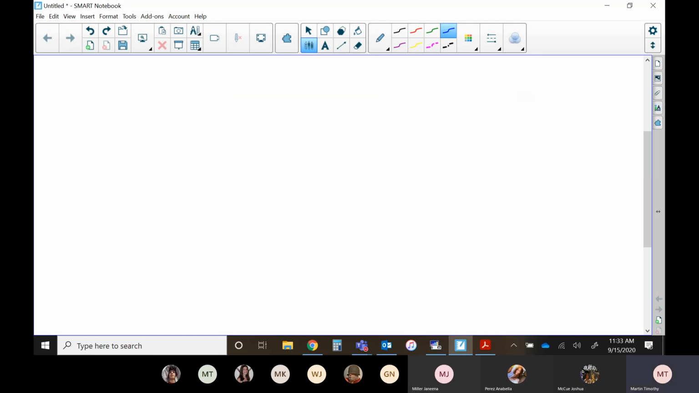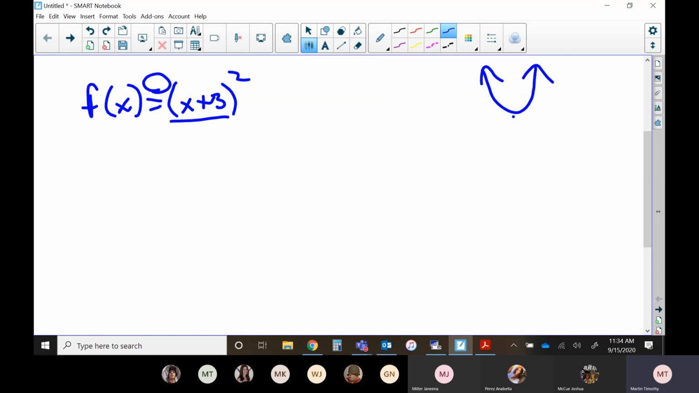So for your number 6, it's talking about increasing and decreasing. So all I care about is the maximum or the minimum. Well, since I know this is a parabola, I know the vertex is where the max or the min is going to happen. Since this thing is positive, I know it's going to be an up-facing parabola, meaning it's going to have a minimum.